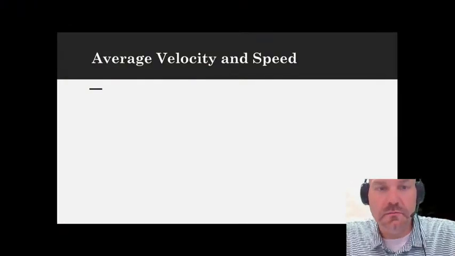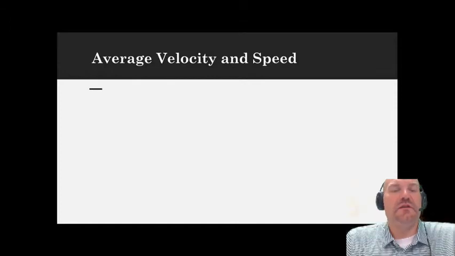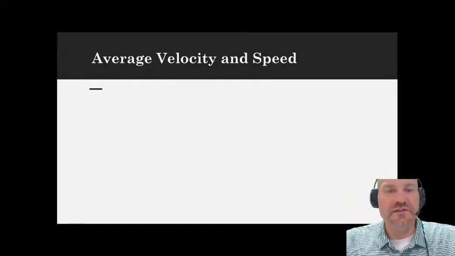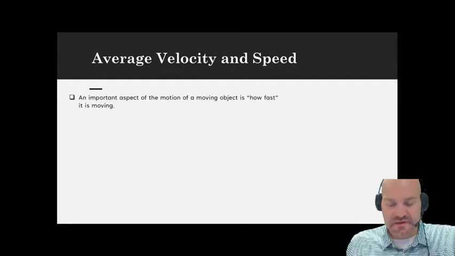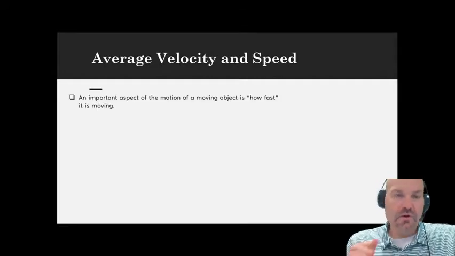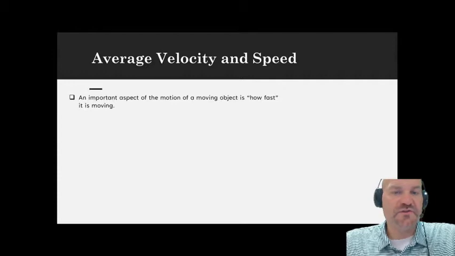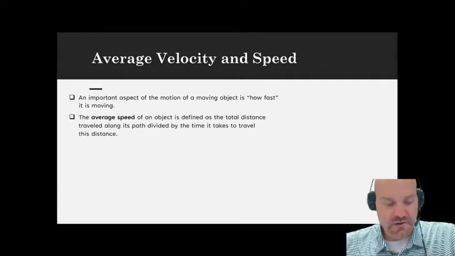Hi, welcome back. In the last video, we focused on frames of reference and displacement. Now we're going to move further a little bit, and we're going to talk about average velocity and speed. So, an important aspect of motion is to describe how fast the object is moving.